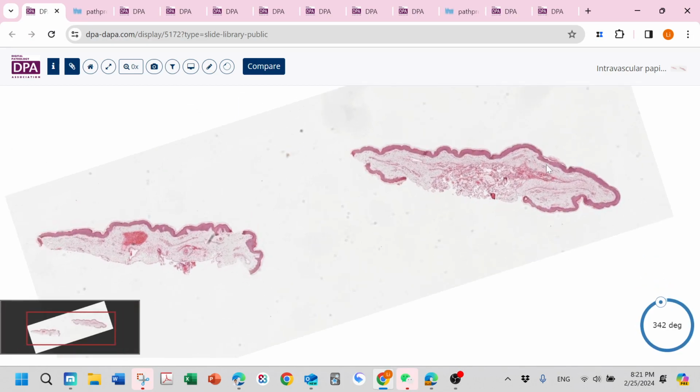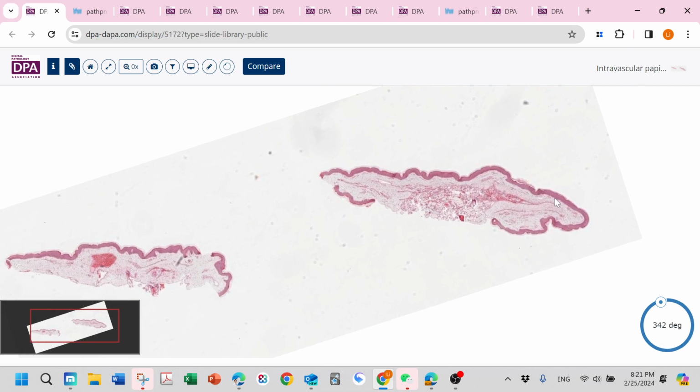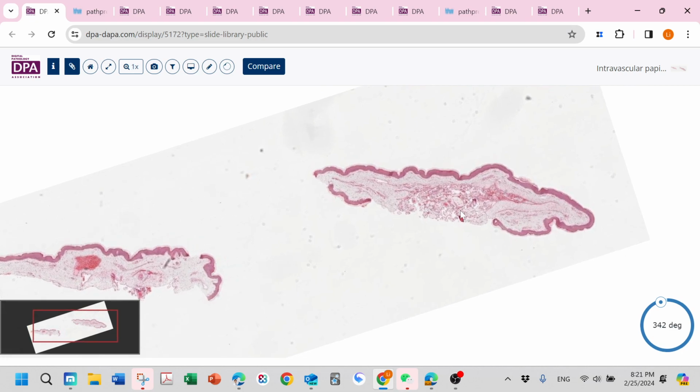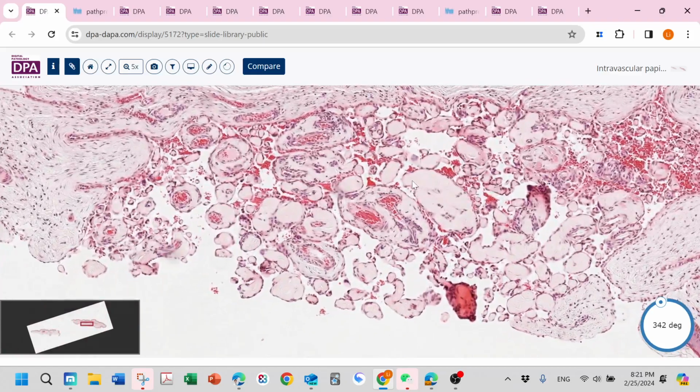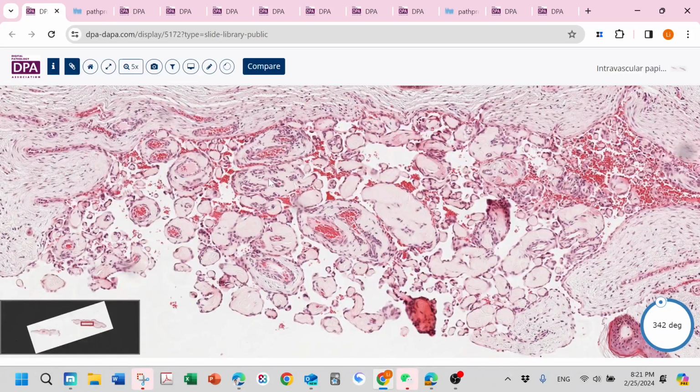Just like this one, you can clearly see all the papillary structures just inside this blood vessel and didn't go out. In high power, we see this papillary structure. We also see a lot of red blood cells. So this is just a reactive process. Intravascular papillary hyperplasia.